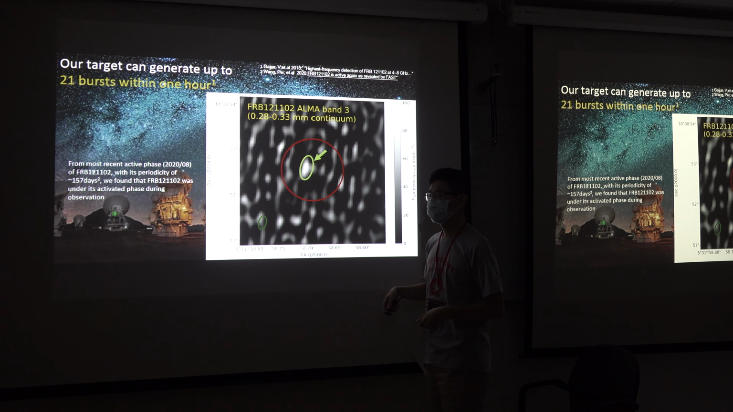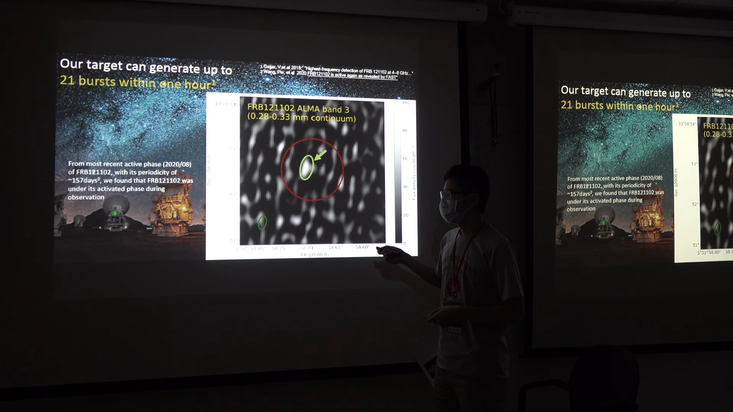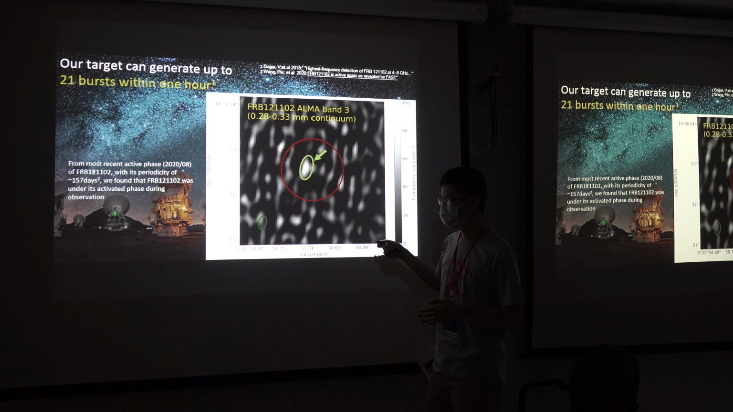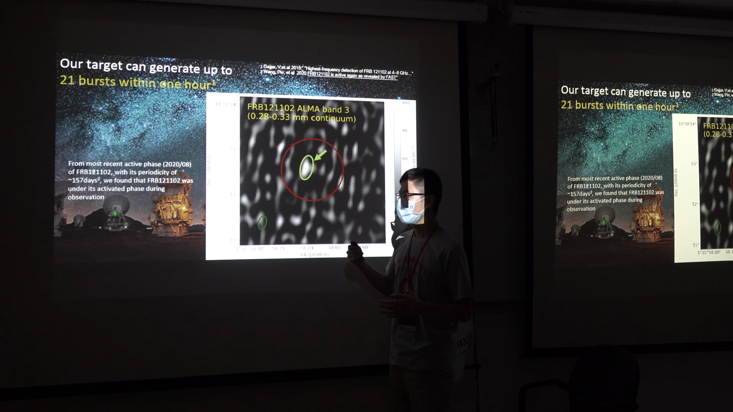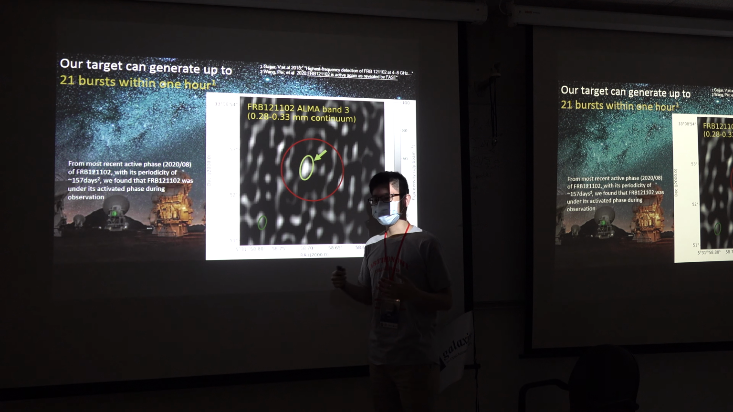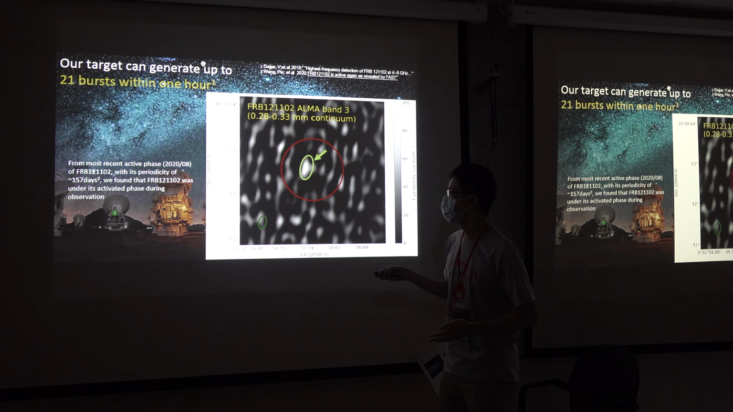From the most recent active phase of this FRB, and with its periodicity of 157 days, we can find that our target is in its activated phase during the ALMA observation. That means there's a higher chance that it generates bursts during the observation.